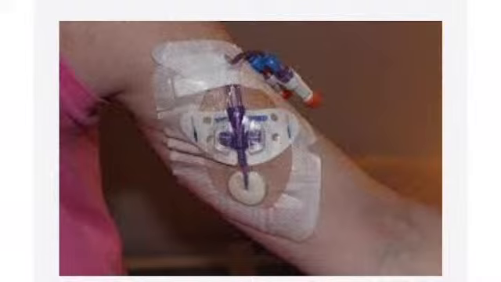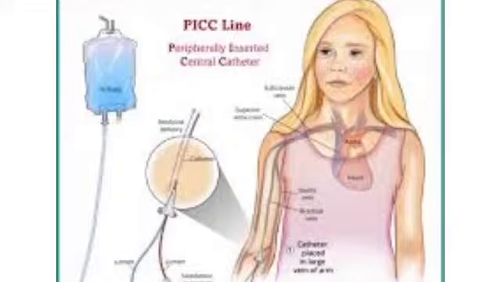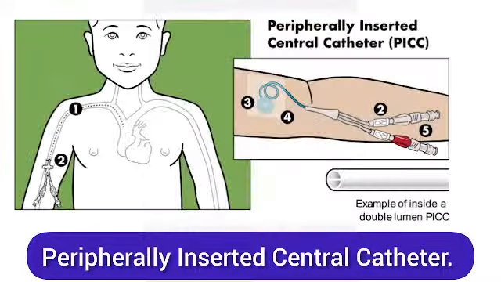Option A, brachial artery catheter. Option B, fistula. Option C, IV cannula. Option D, PICC line. Can you look at the picture? What is that? Can you guess it? Yes, PICC, peripherally inserted central catheter.